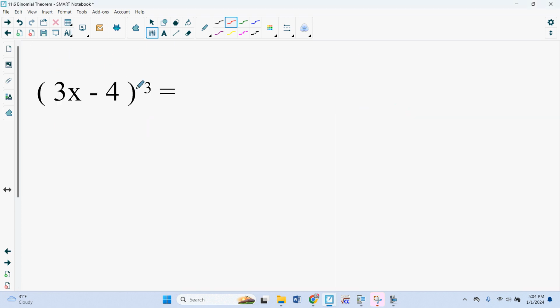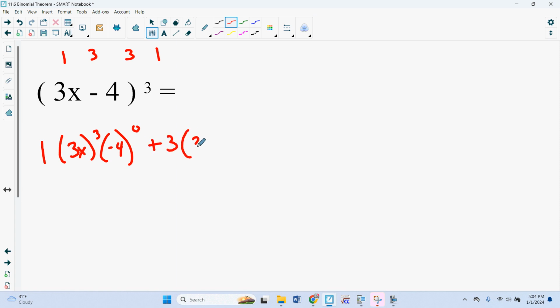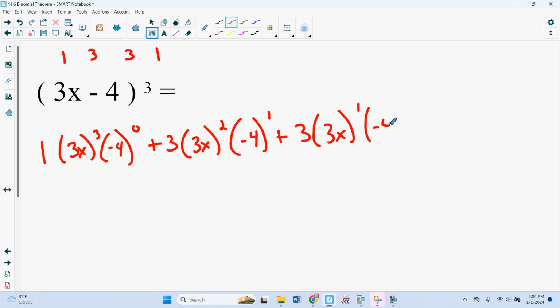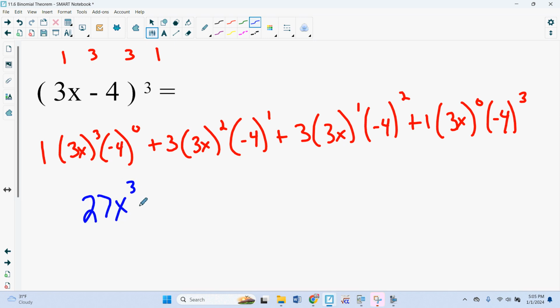Now you've got to be a little bit more careful if it is a negative. This once again is 1, 3, 3, 1. So this would be 1, 3x cubed minus 4 to the 0, plus 3, 3x squared, minus 4 to the 1, plus 3, 3x to the first, negative 4 squared, plus 1, 3x to the 0, negative 4 cubed. And hopefully you're recognizing the pattern. That initial formula, I think, makes it look really complicated. But it's not that bad if you just get in that pattern, right?